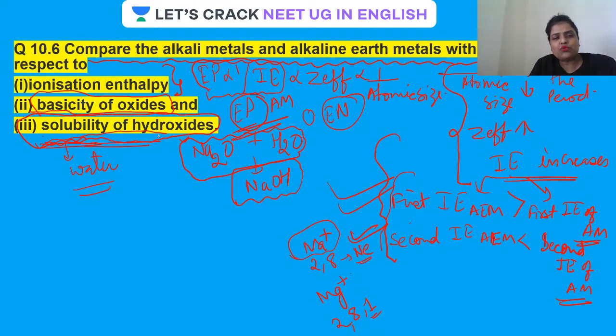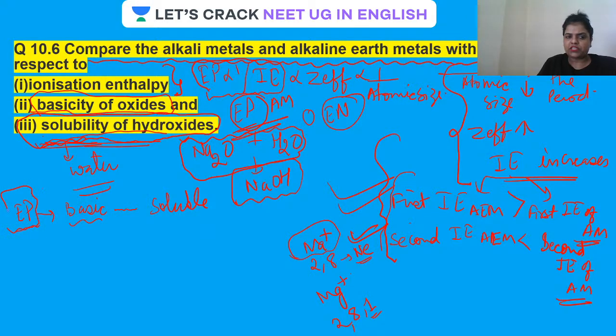So whenever you are asked to compare solubility of hydroxide in water, what you will do, see, solubility, if something is very basic, remember, first of all the metal: if the metal is extremely electropositive, its base is going to be very, very basic. Always remember. And if it is very, very basic, it has to be extremely soluble in water.